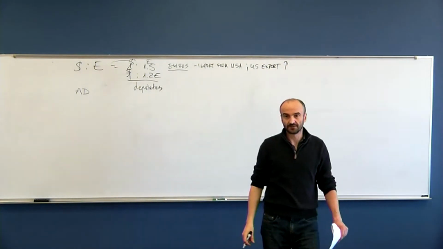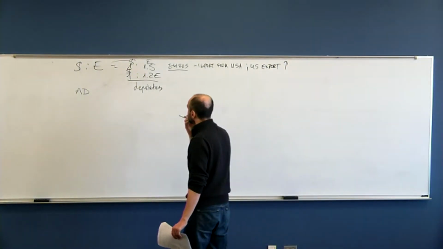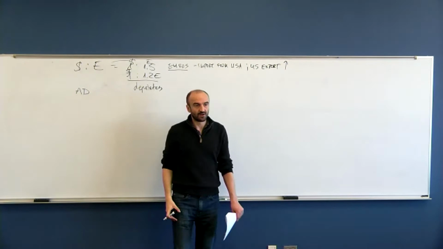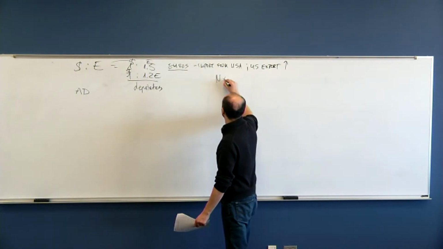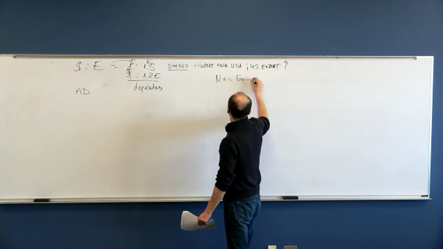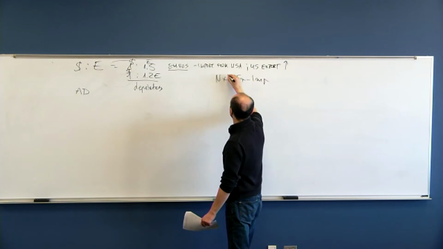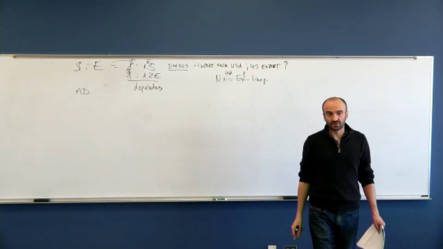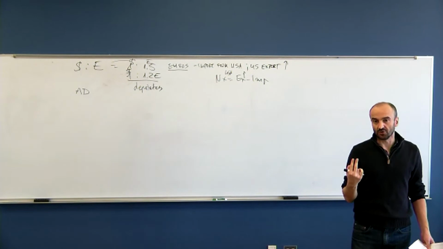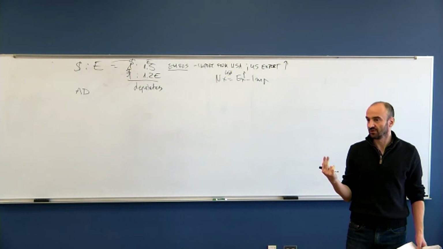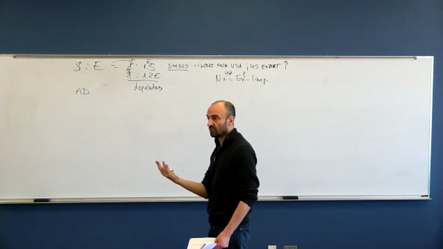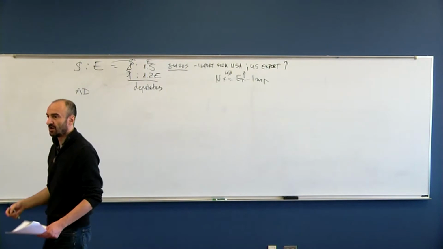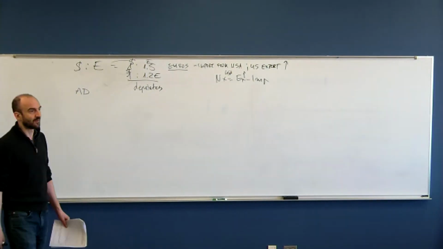The consequence of that: NX equals exports minus imports in the United States. So exports go up because Europeans are buying more American goods. For the same euro income, they can get more dollars, and they can buy more American goods with those dollars.